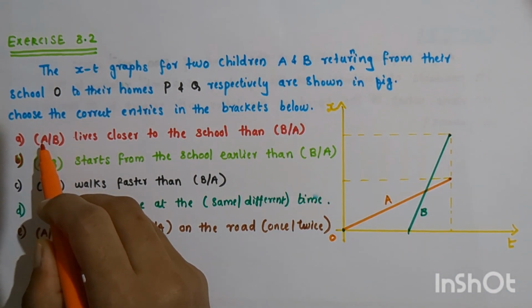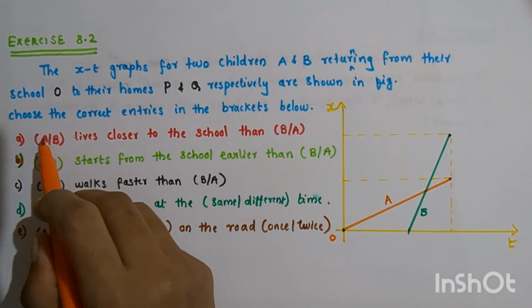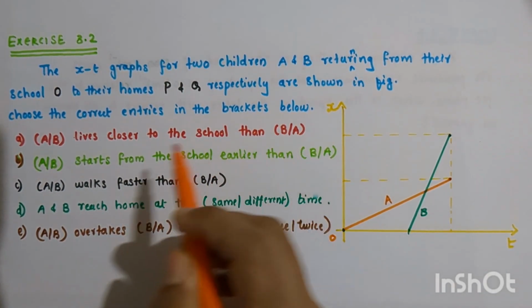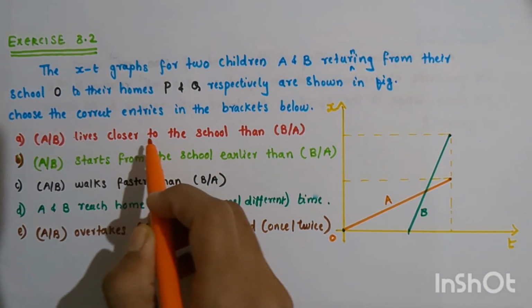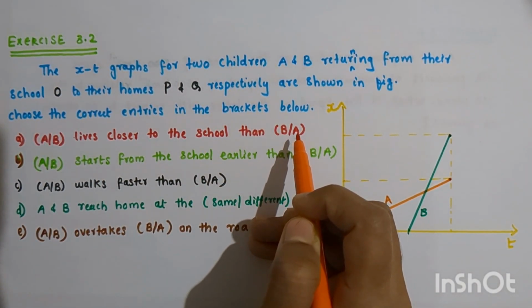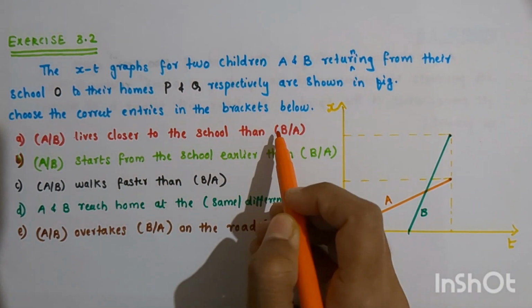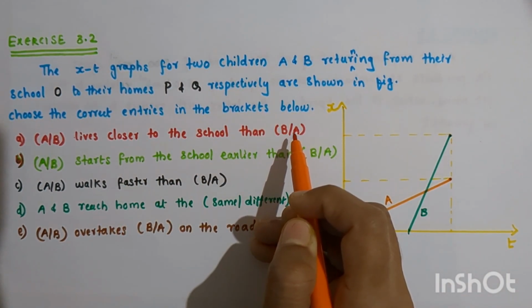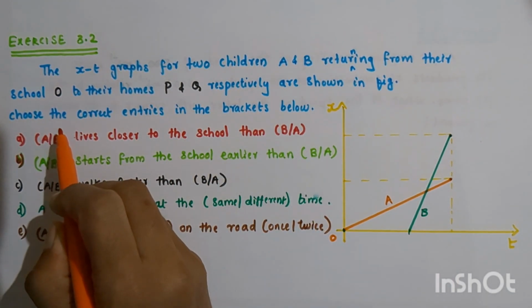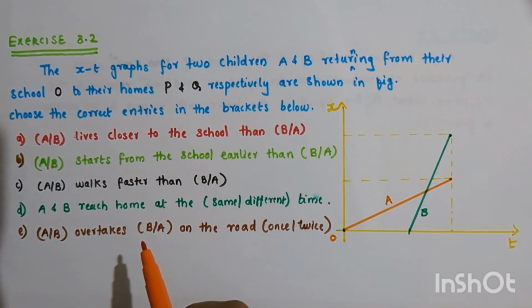The first one you see: A or B lives closer to the school than B or A. That is, A lives closer to the school than B, or B lives closer to the school than A? Which one would be the correct option that we want to choose? That is, we want to choose the correct entry, A or B, from these two brackets.